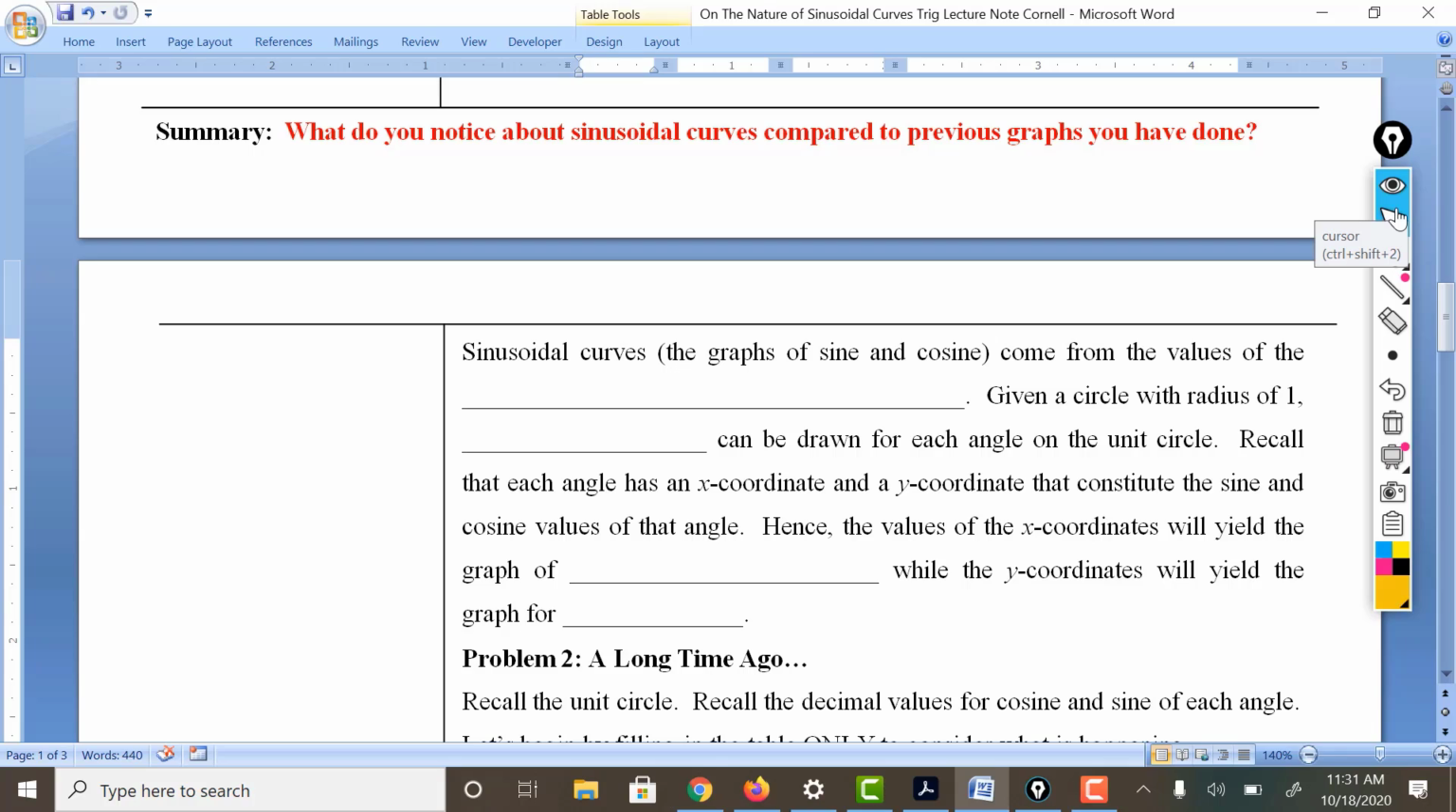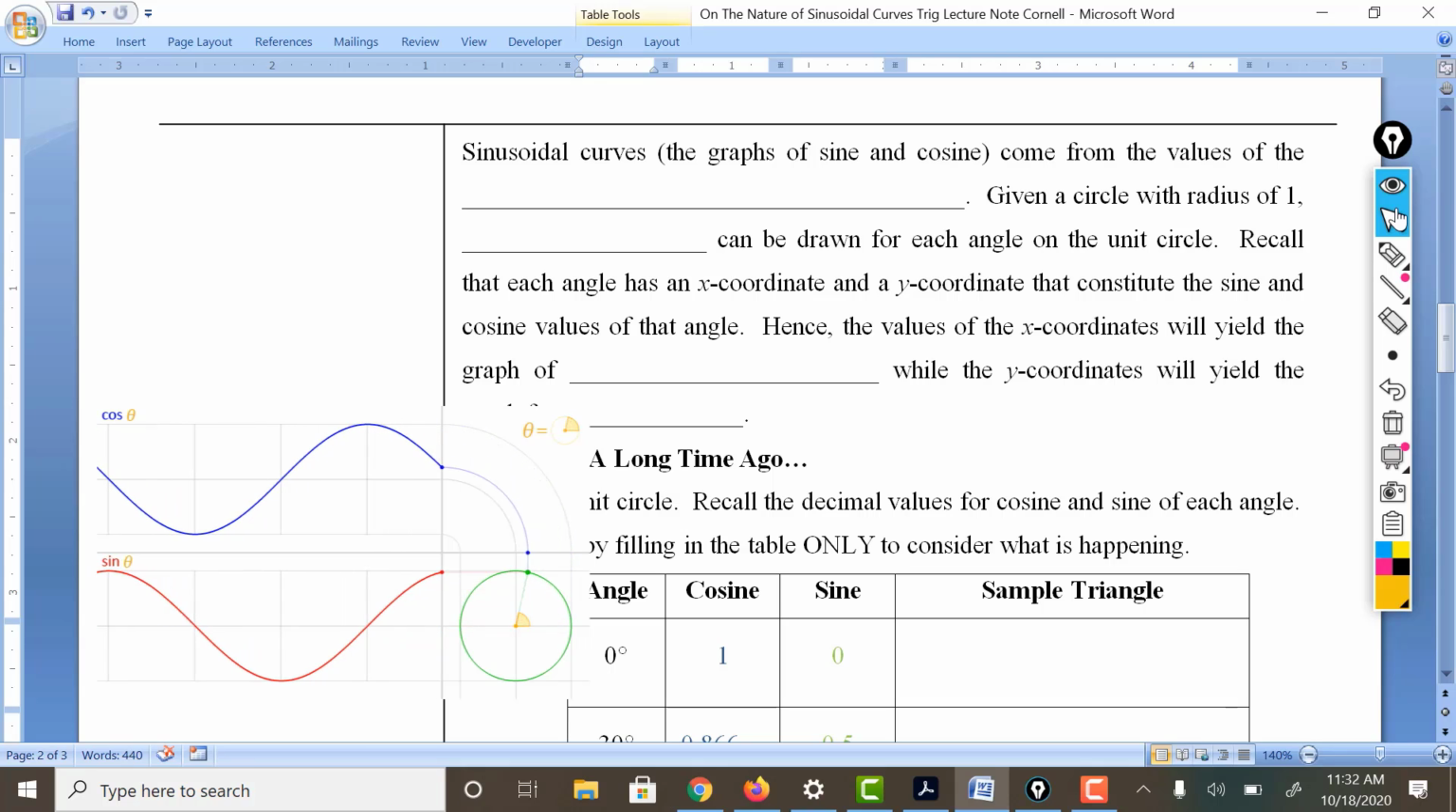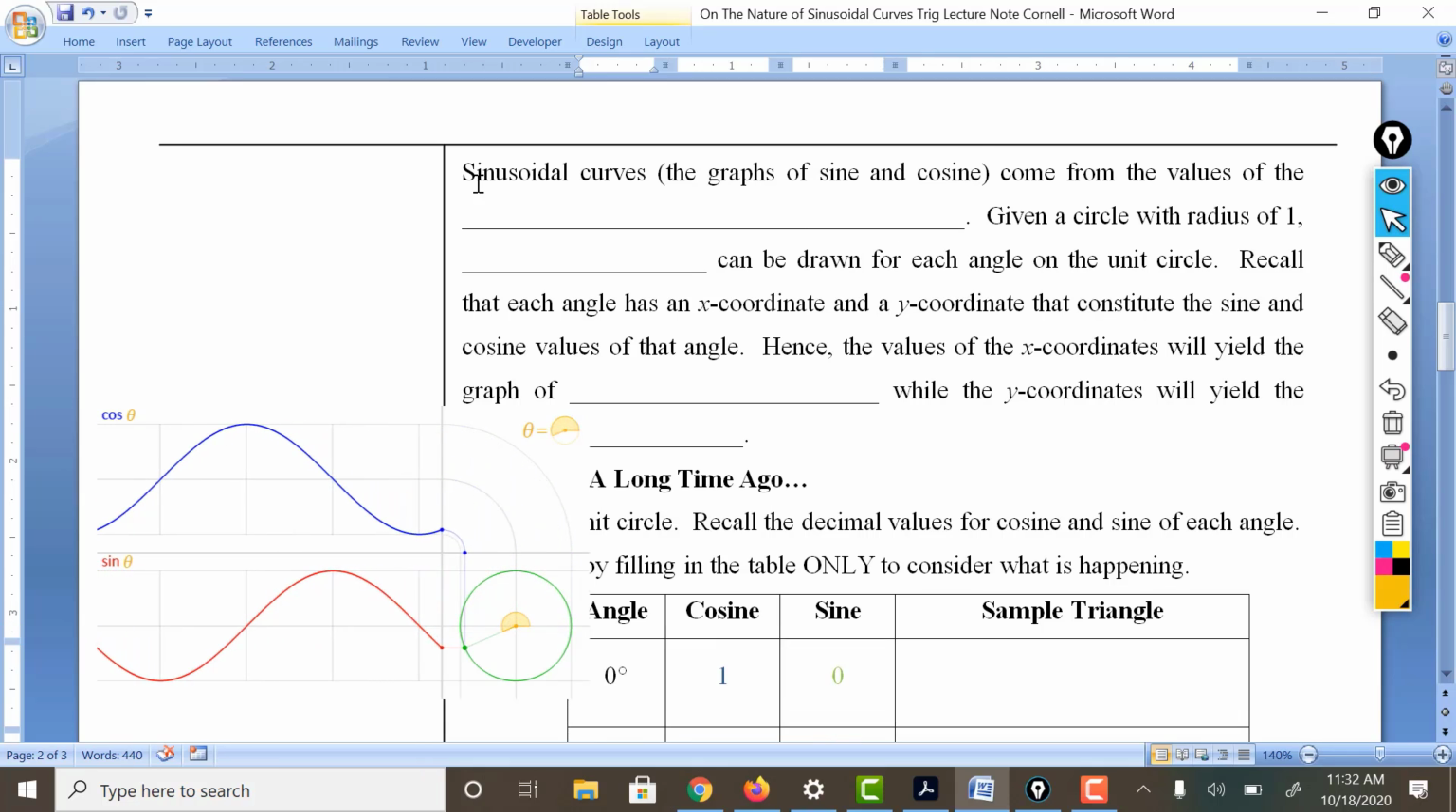What do you notice about sinusoidal curves compared to previous graphs you have done? I want you to talk about the shape, talk about the curves, talk about maybe if it repeats or not. Take a moment to write down what you compare this to previous graphs you have done in other classes. We call these curves sinusoidal. It's an adjective, but when I say a sinusoidal graph, a curve, I'm talking about the graph of sine and cosine. These come directly from the values of the unit circle.